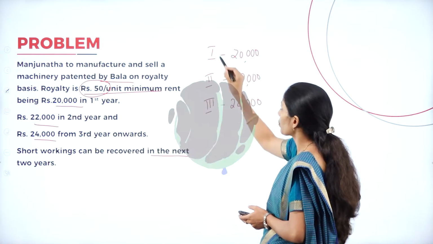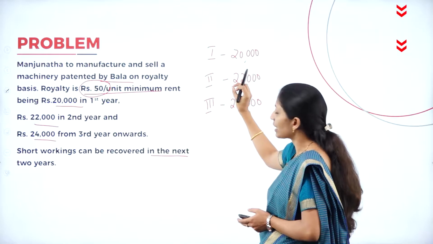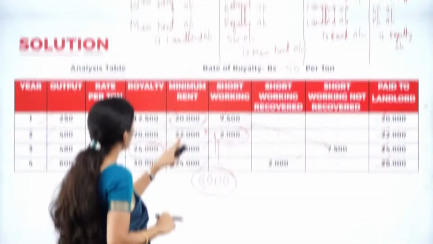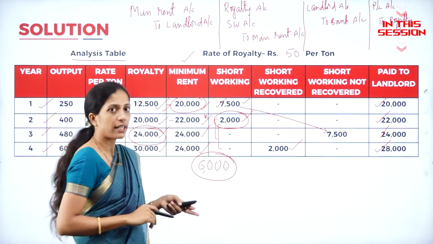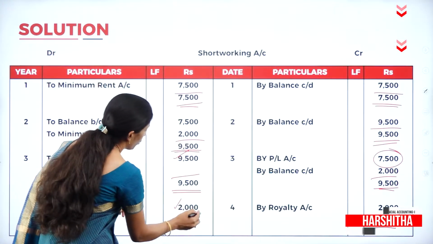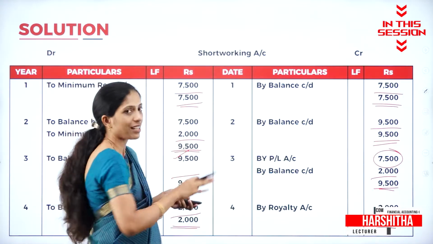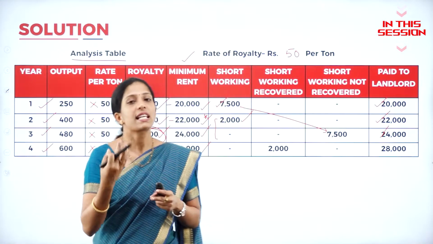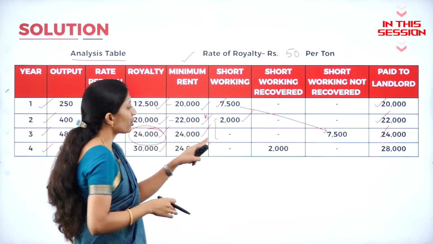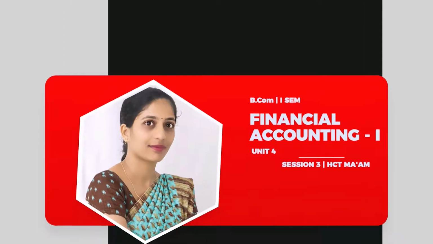Suppose the short workings have occurred in the first year, so he has an option to recover that in the second as well as the third year. Your minimum rent is greater than royalty, you will apply the same journal entries. Whereas you had carried down 2000, now you have recovered that 2000, so the short workings account is closed. Here royalty is greater than minimum rent, so you don't have short workings, but you can recover the short workings.